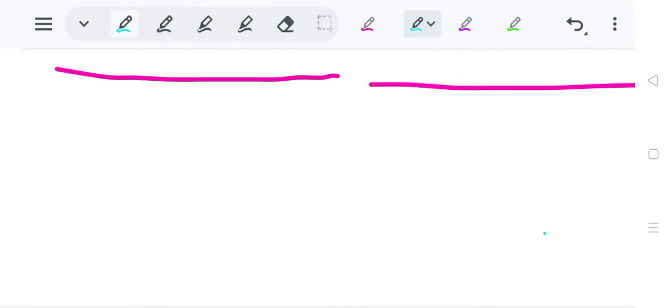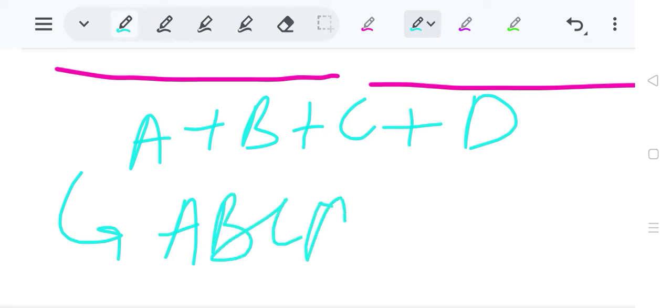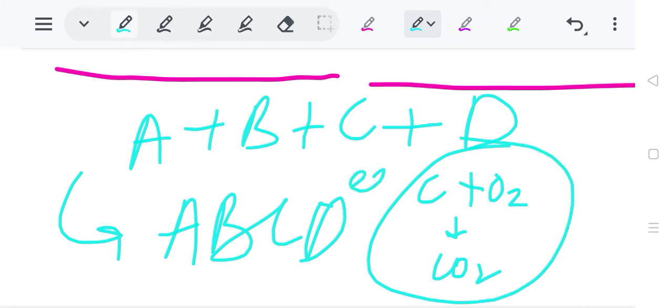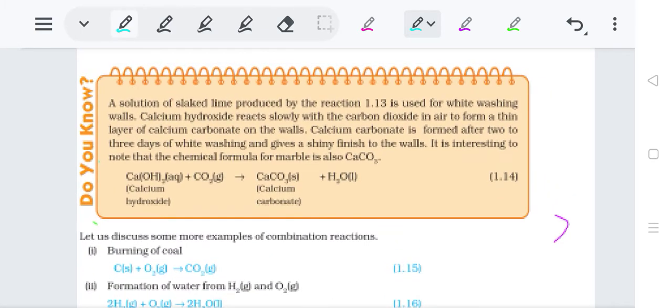To explain it, we have elements A, B, C, D. It forms a compound ABCD. For example, I have carbon. When I add oxygen to the carbon, it forms carbon dioxide. This is one more example of a combination reaction. So what is a combination reaction? When you add two or more substances to get one product, it is called a combination reaction. This was very easy.